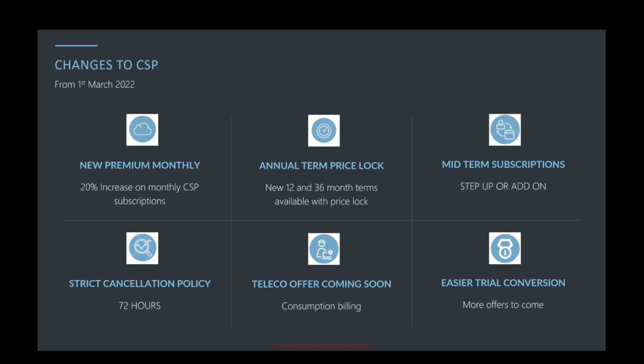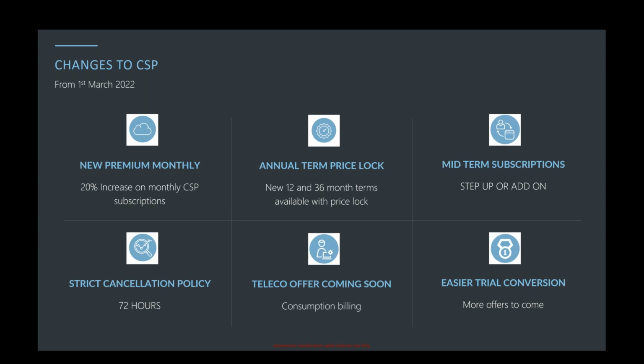Currently, you've got a 30-day cancellation policy on CSP, and that is now going to be strictly reduced down to 72 hours, which is going to have to be worked into all of the management structures and management plans and support plans that you enter into with those CSP agreements, and certainly with Ultima.